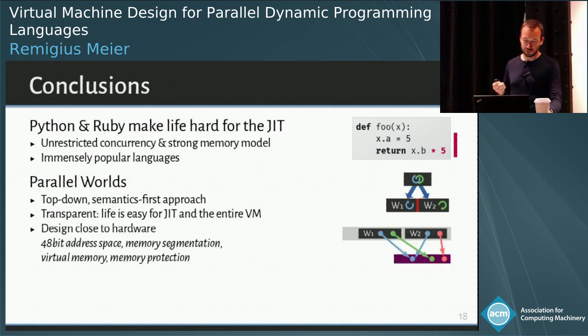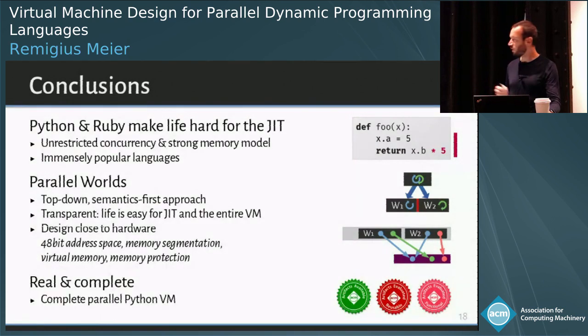And also, we get performance back through designing very closely to hardware. So we use some features like the 48-bit address space of 64-bit CPUs, memory segmentation, virtual memory, and memory protection features. And last but not least, it's a real and complete implementation of a parallel Python VM, which is available as an artifact. And with that, I'm done, and I'm happy to take questions.